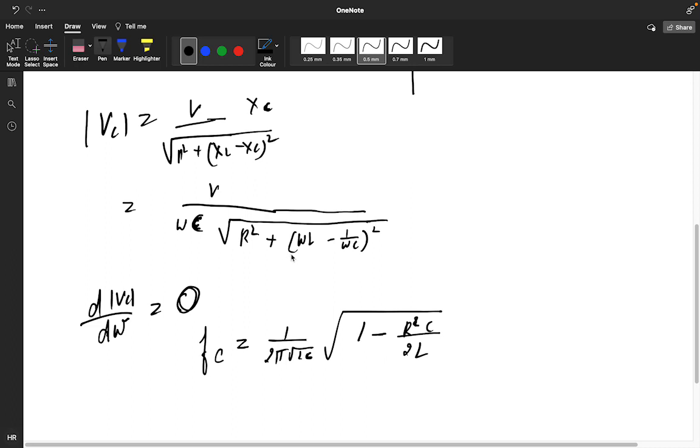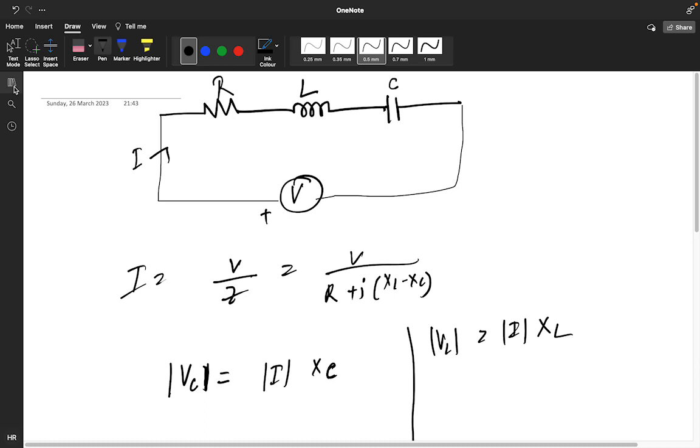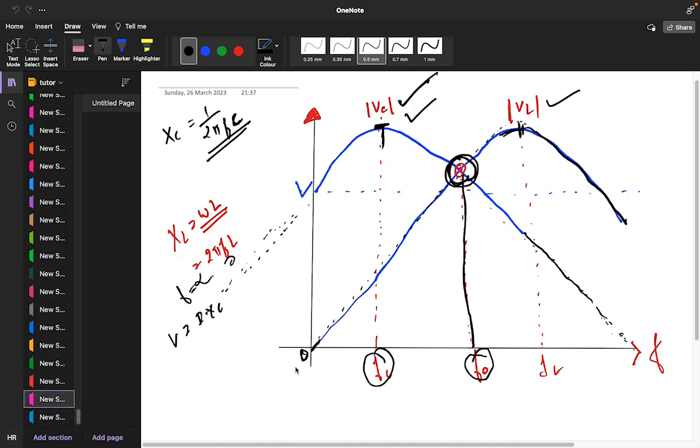So that is the graph we draw, that FC. At what frequency are we getting the highest, meaning maximum, voltage?